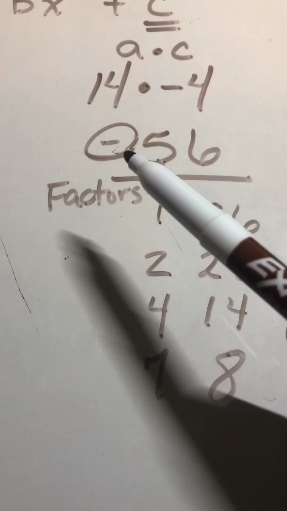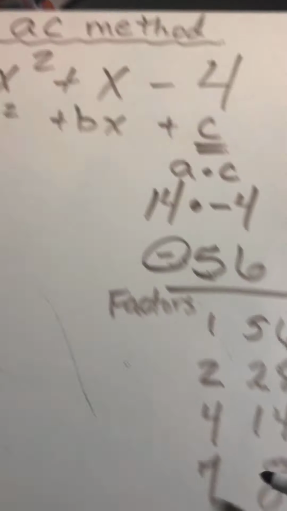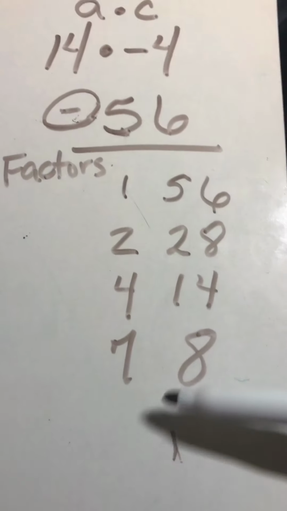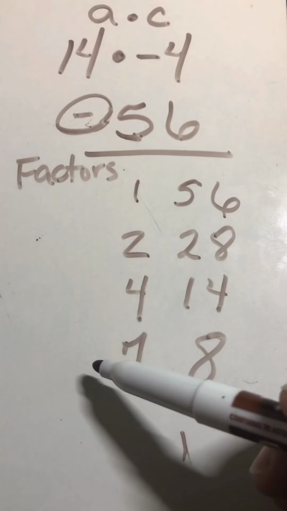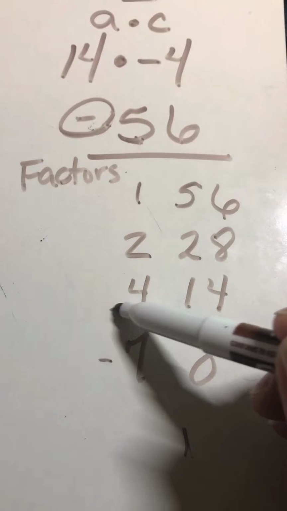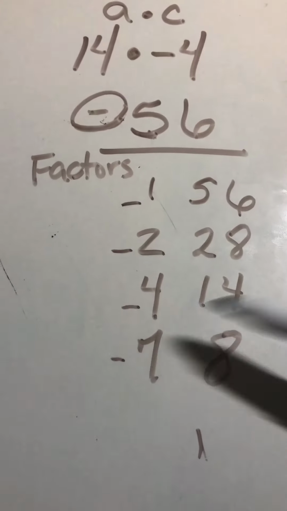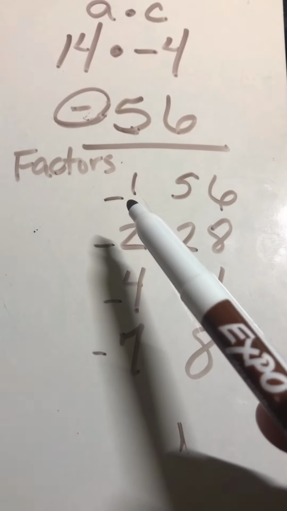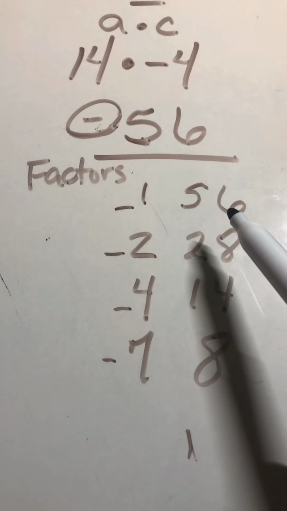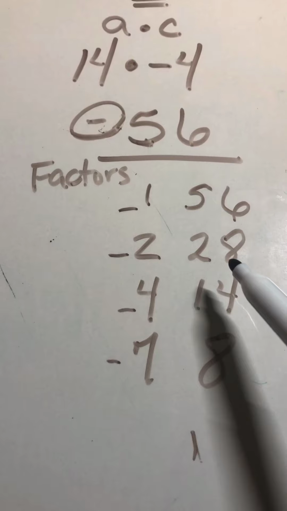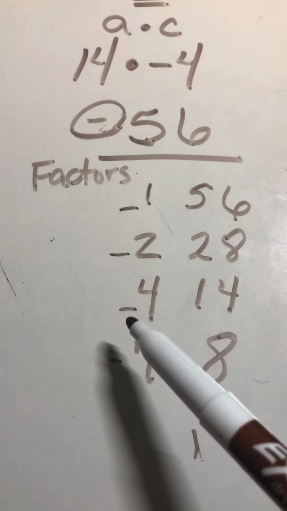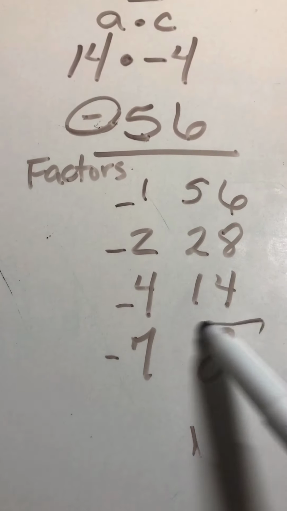Well, remember, one of them's negative, so that means because the b is positive, the bigger number here would be your positive number, which means all of these, in order to get a positive middle number, would be your possible negative numbers. So if you look right here, okay, negative 1 plus 56 is not going to be 1. Negative 2 plus 28, not going to be 1. Negative 4 plus 14, not going to be 1. But negative 7 plus 8, that equals 1.